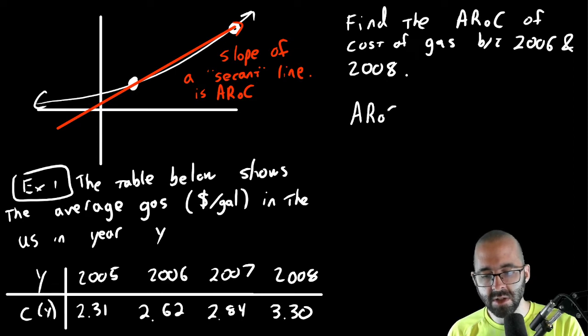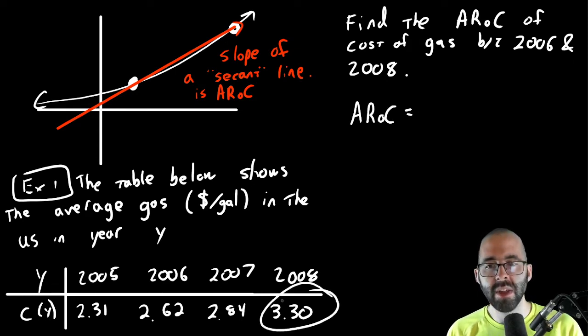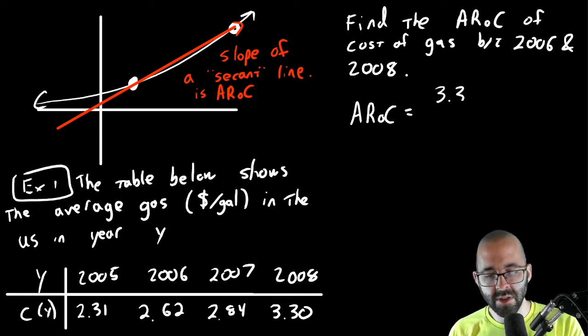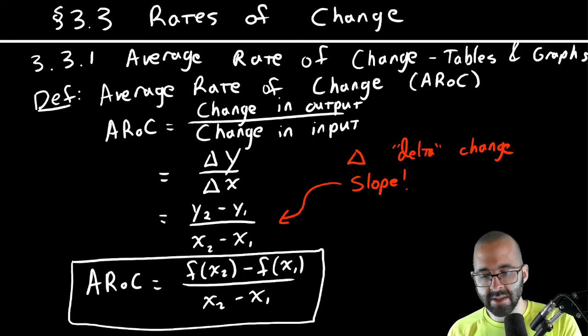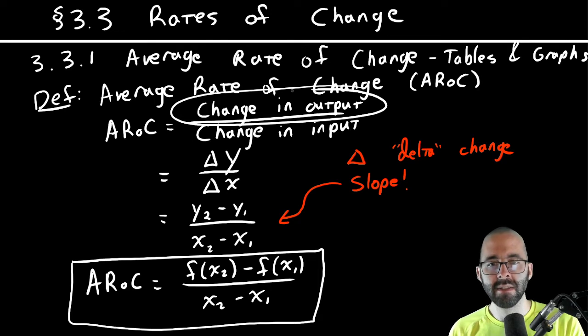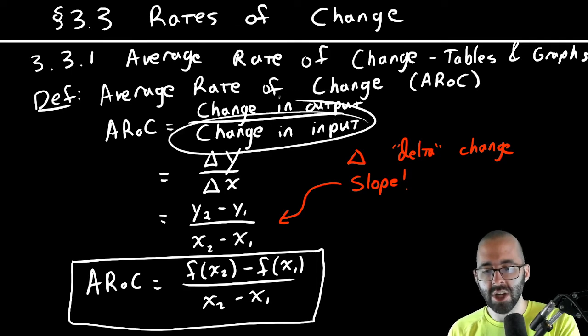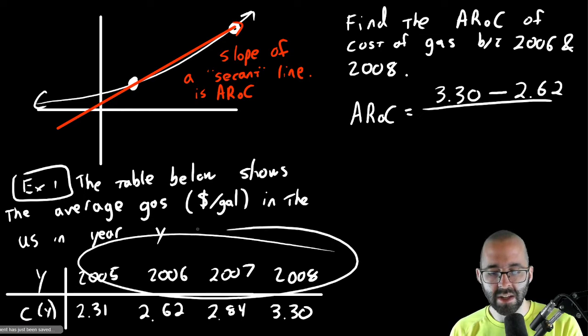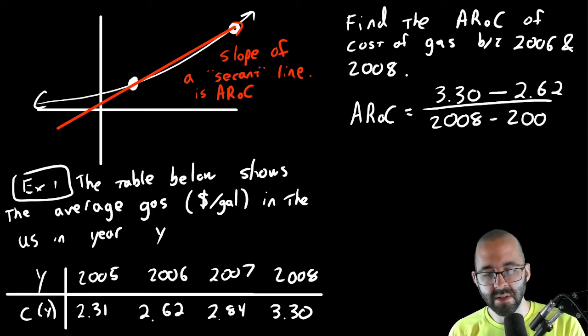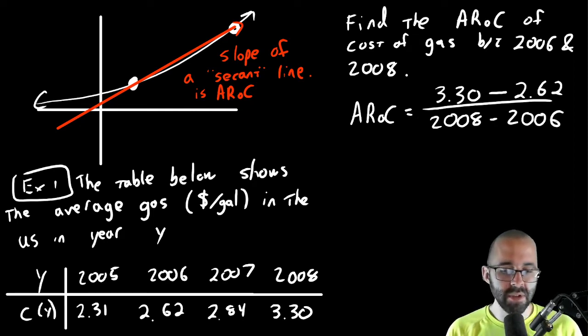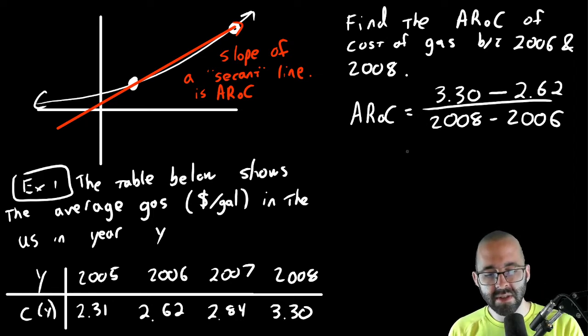In this case, what was the output in 2008? $3.30, minus the output in 2006, $2.62. That's the change in output, the difference in the function values. Let's divide by the change in the inputs. The inputs are the years, so that's just the difference between these 2 years. A couple of different ways you could approach this problem; this is one of them. Now we have to simplify the numerator. You subtract that out, that's going to be 68 cents.